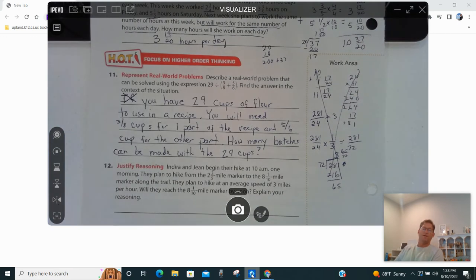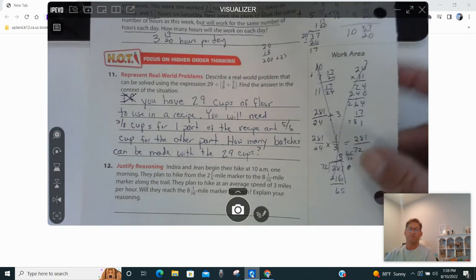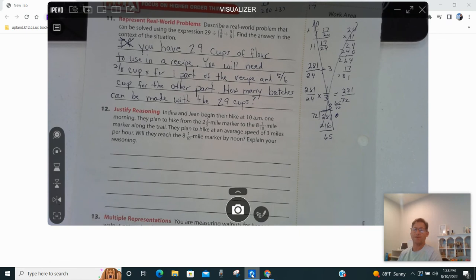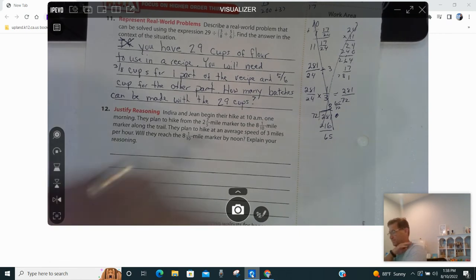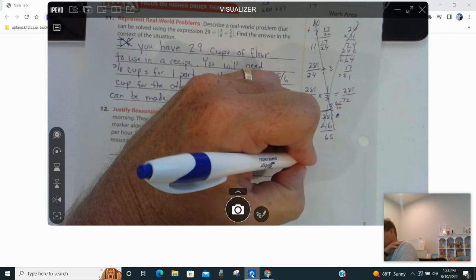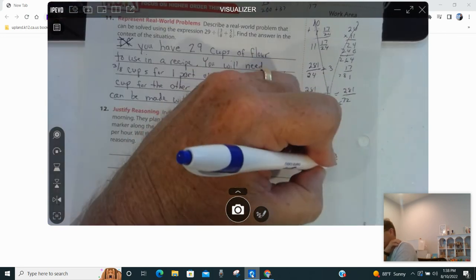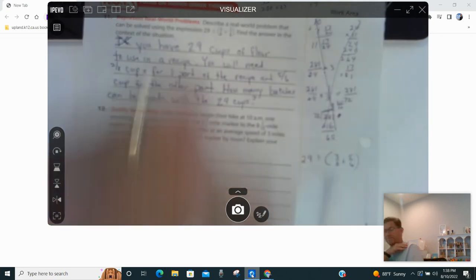All right, so you have 29 cups of flour. You'll need 3/8 cups for one part of the recipe and 5/6 cup for the other part. How many batches can be made with the 29 cups? So we have 29 divided by the sum of 3/8 and 5/6.